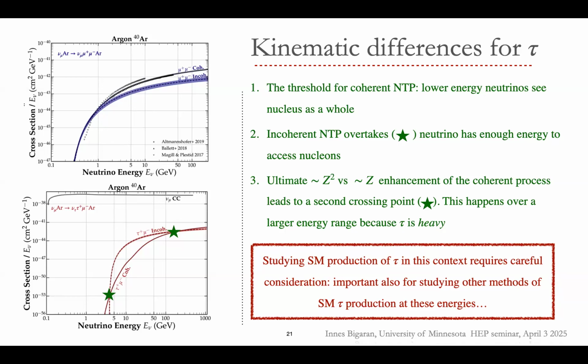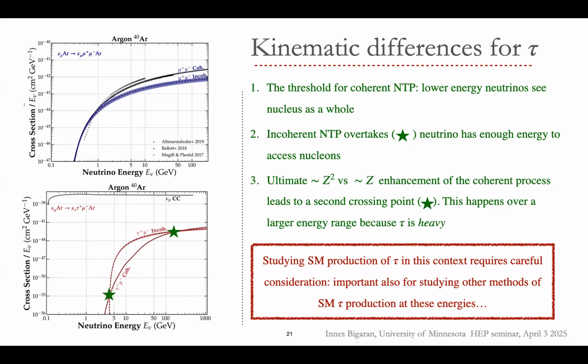Like, why does that have to do with the energy? Because at lower energies, the neutrino is not accessing... sorry, I think I don't understand the question, sorry, repeat it. I get that the coherent scales as Z squared and the incoherent scales as Z, but why does that only help the coherent take over at high energies?